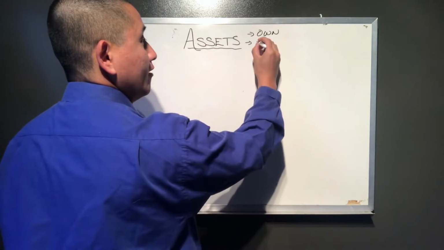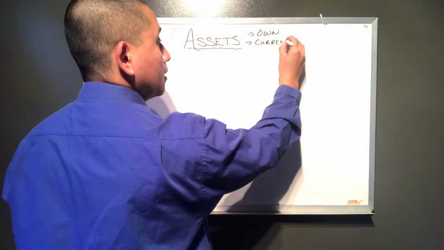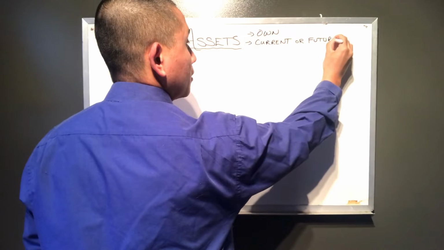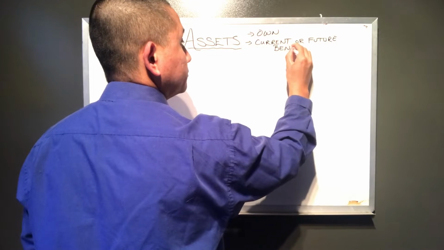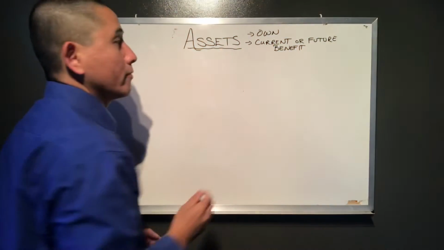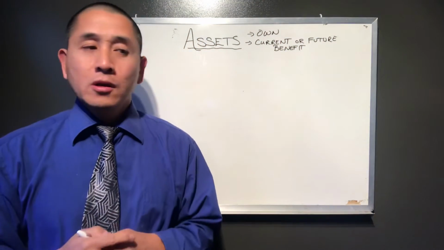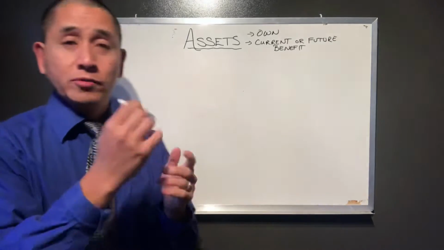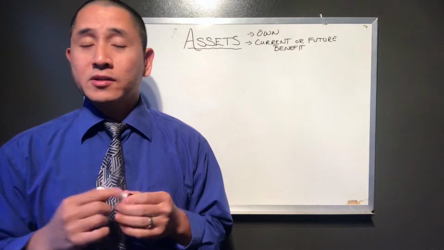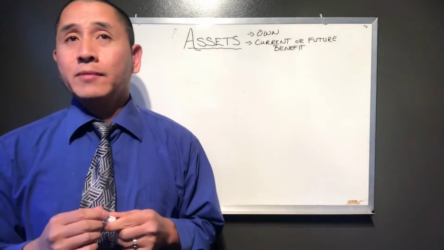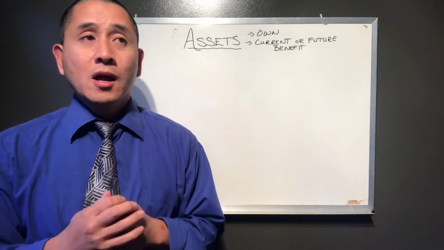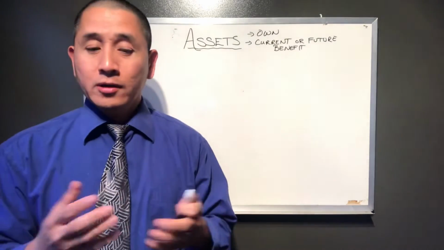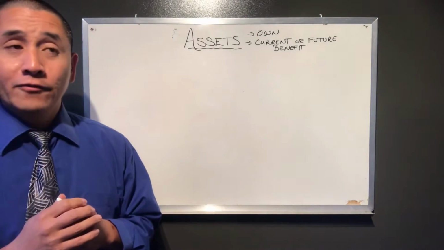And secondly, they have to have current or future benefit. So what does that mean? Current or future benefit. Let's say that I buy a pen for my business. It has current benefit right now because I can use this pen to do whatever I need to run my business to help me generate income. Or, for example, if I spend money on a bunch of different things that I'll be using in the future, for example, prepaid insurance, well, that has future benefit. So that still falls under the classification of an asset.